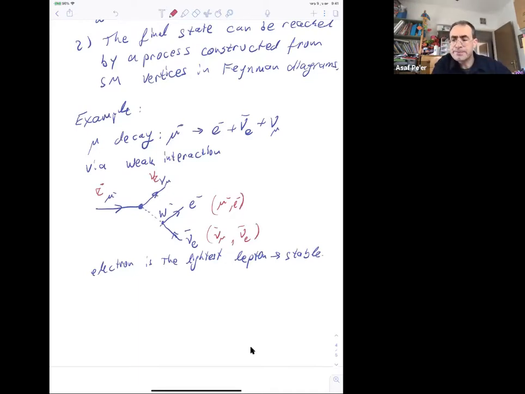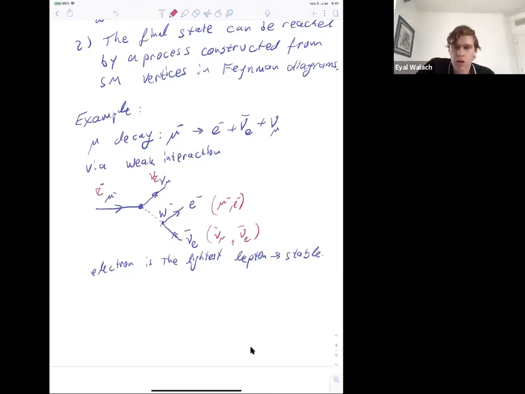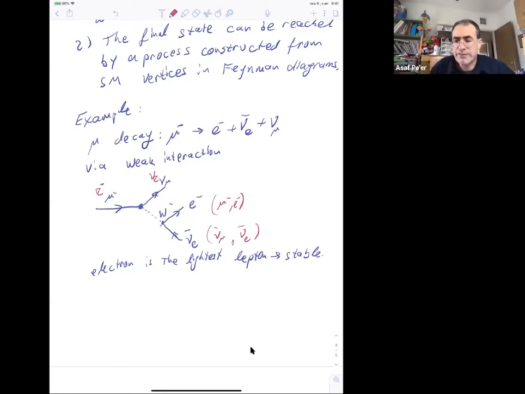Is that clear? Simply because the tau is heavier, right? So we can always go to the center of mass. Then it can decay both to the muon and to the electron. Now we can say the same about quarks, right?